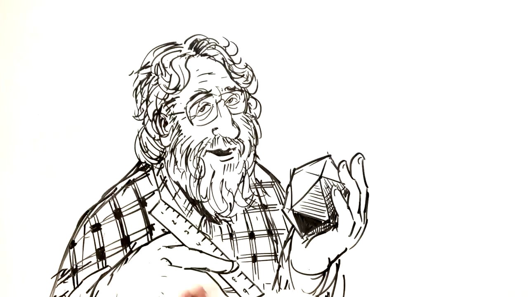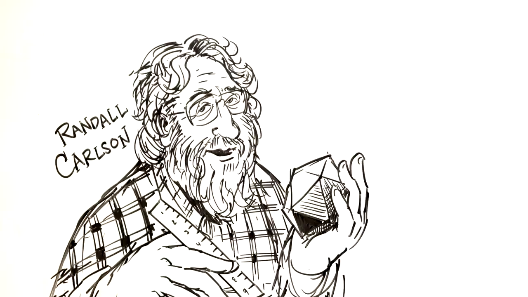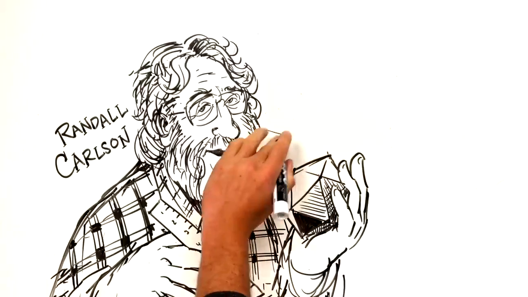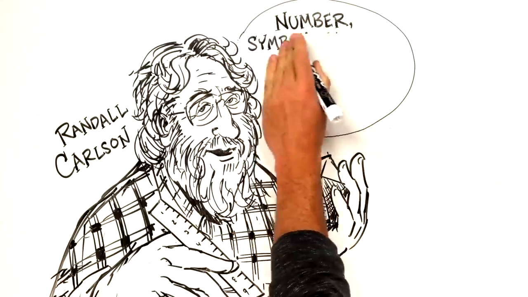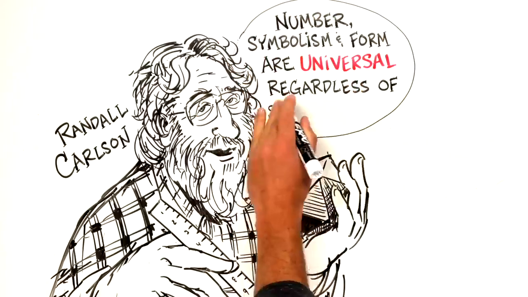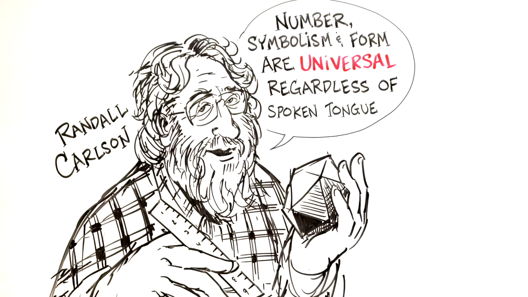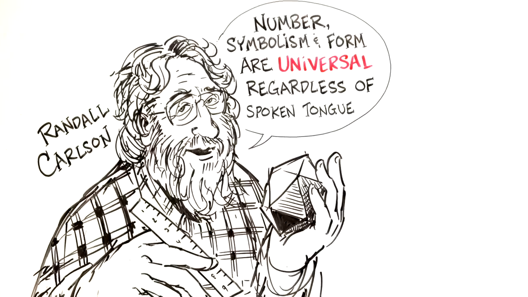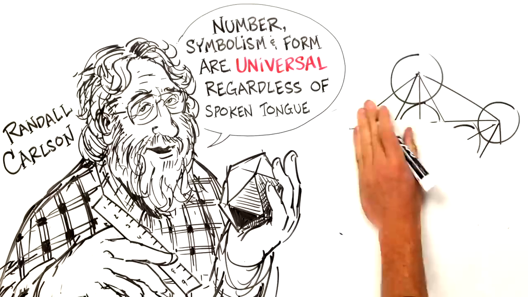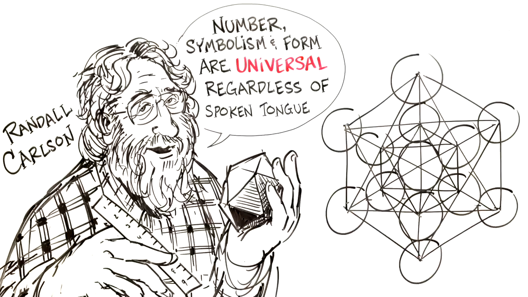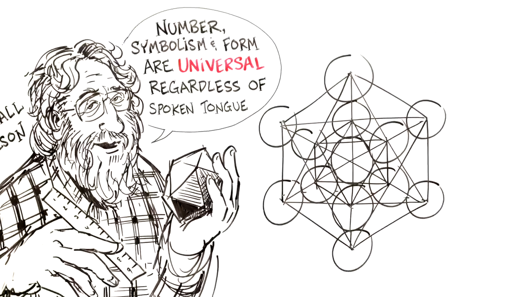So what is the universal language? It's symbolism. It's number and symbolism and form. And number, symbolism, and form are universal regardless of the spoken tongue, which one happens to have been brought up in. And hopefully in the next hour, hour and a half, I'm going to be showing you examples of this so that you can see for yourself what the universal language of geometry and symbolism actually means.